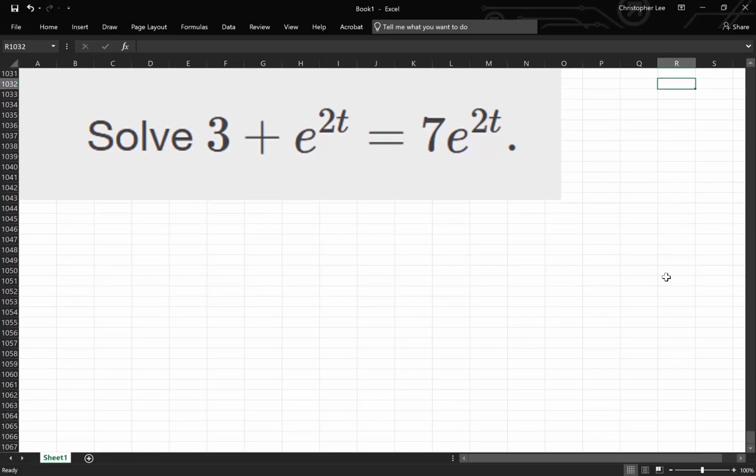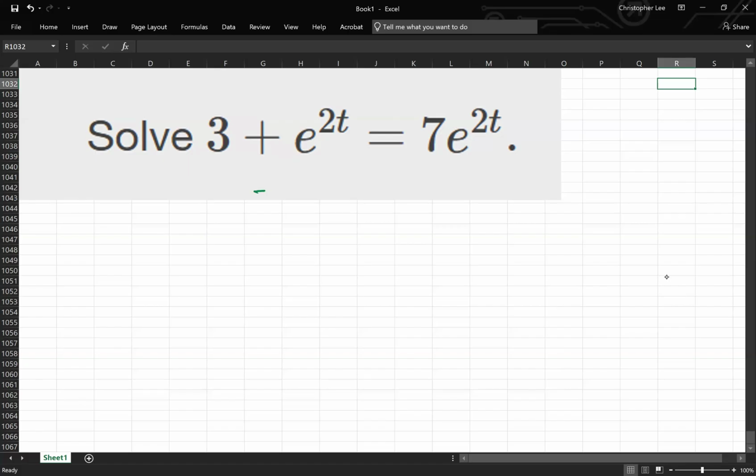All right, let's try it. So I'm just trying to solve for t. That's all I'm doing. So what am I gonna do first? What should I do first? Anybody? Just solve for t.